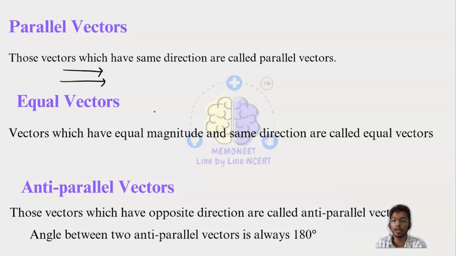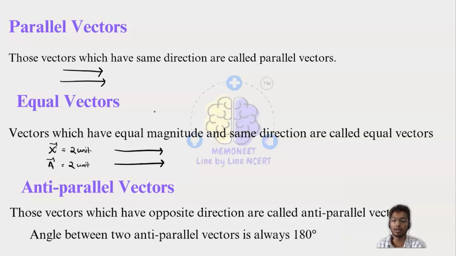Equal vectors are vectors which are equal in magnitude and the same in direction. Let's say we have x vector which is 2 units in magnitude, and the direction is the same as the a vector which is also 2 units in magnitude. Both have the same direction, so the vector will be represented like this. These are equal in magnitude and equal in direction.